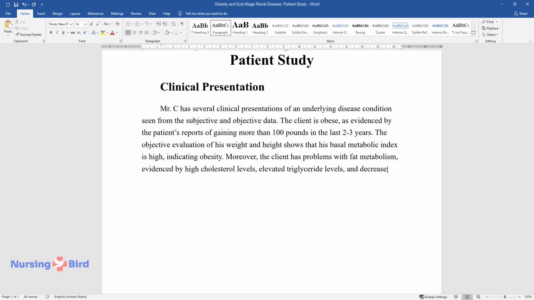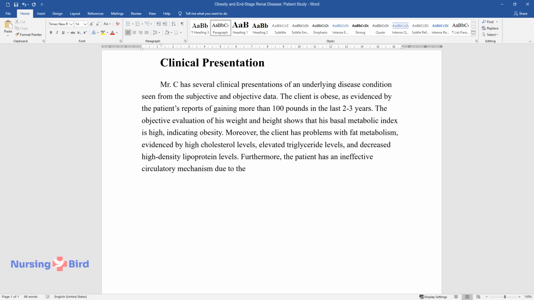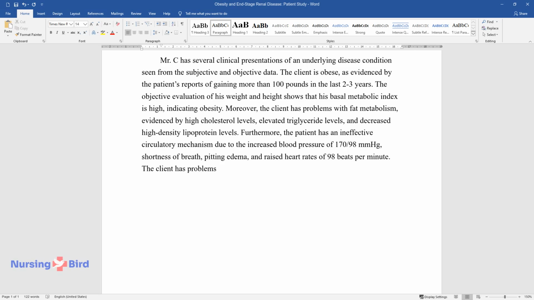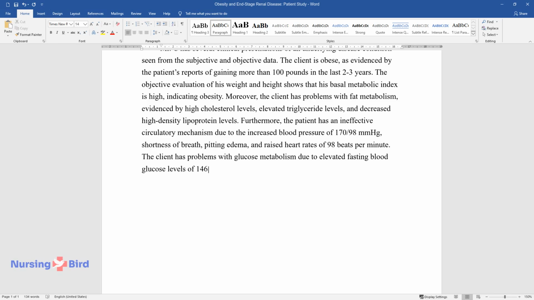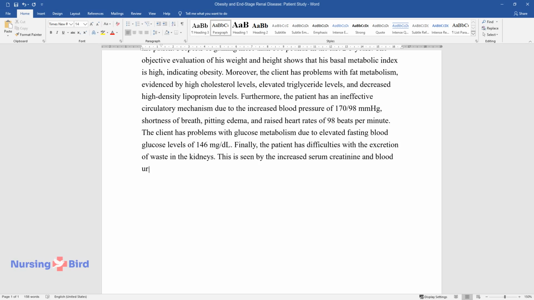lipoprotein levels. Furthermore, the patient has an ineffective circulatory mechanism due to the increased blood pressure of 170/98 millimeters of mercury, shortness of breath, pitting edema, and raised heart rates of 98 beats per minute. The client has problems with glucose metabolism due to elevated fasting blood glucose levels of 146 milligrams per deciliter. Finally, the patient has difficulties with the excretion of waste in the kidneys. This is seen by the increased serum creatinine and blood urea nitrogen, BUN, levels, pruritus, and swollen ankles.